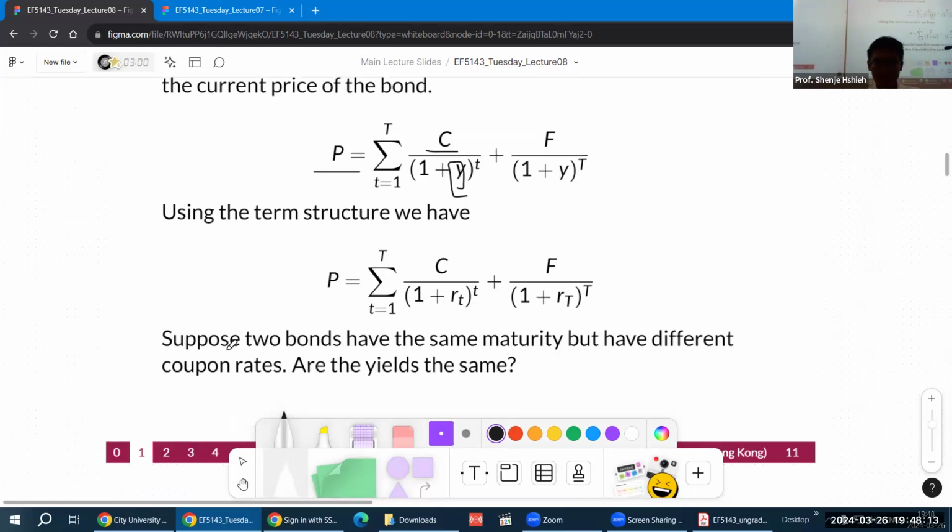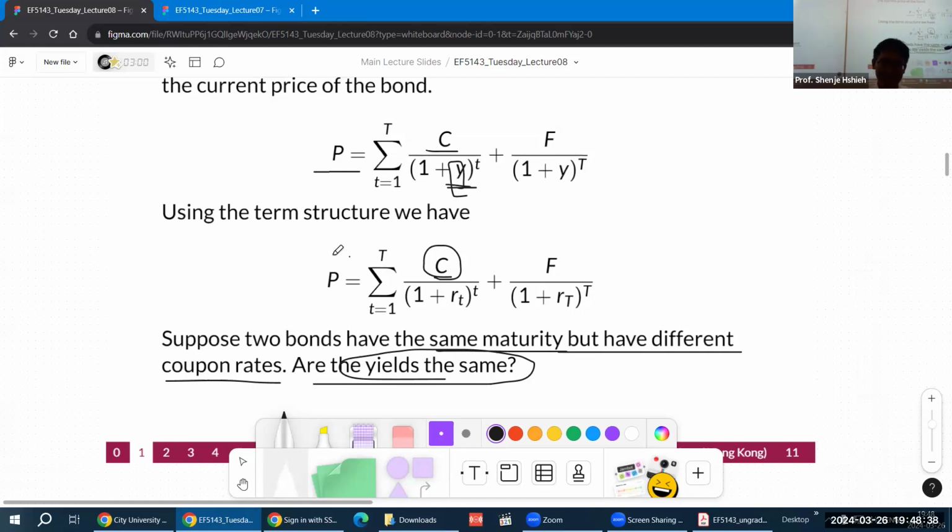So let's see. Suppose two bonds have the same maturity but have different coupon rates. Are the yields the same? And the answer is obviously no, because the C is different. If you have different C's, you get different Y's.